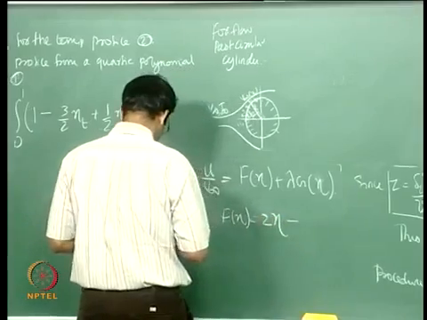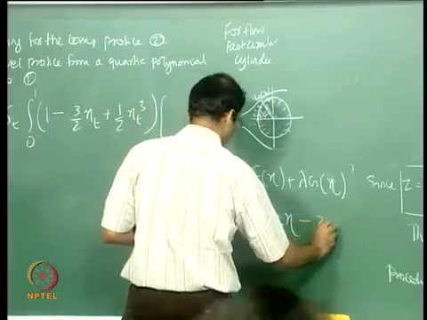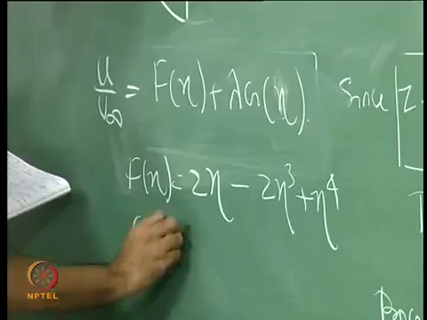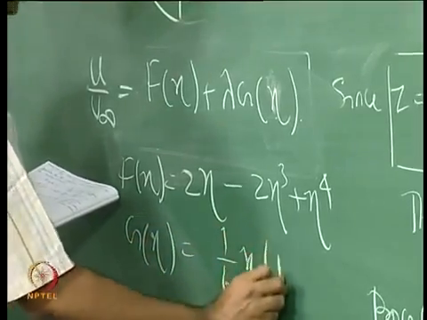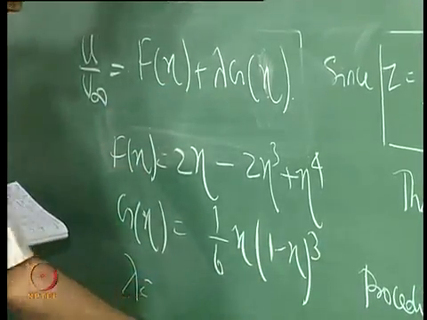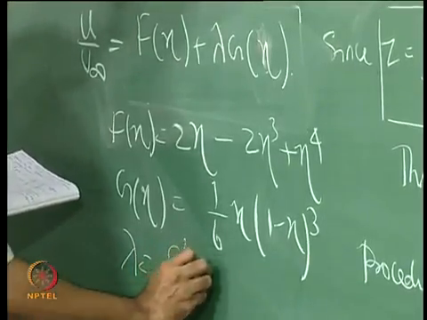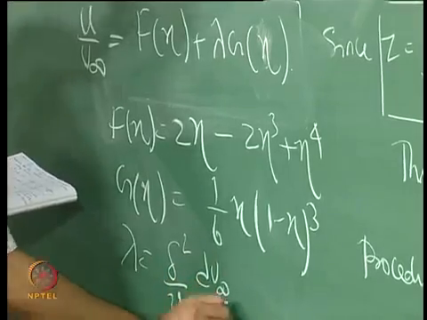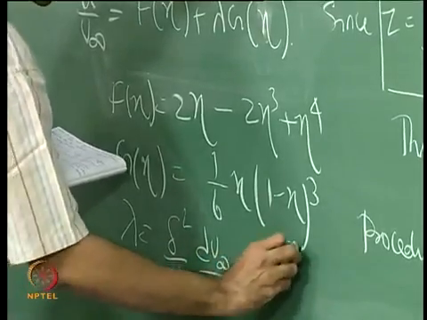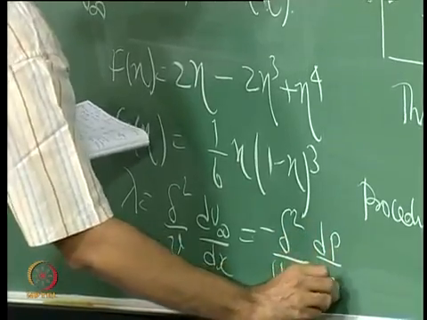So this was, probably, your 2 eta minus 2 eta cube plus eta power 4. Your g of eta should be 1 by 6 eta into 1 minus eta the whole cube. Okay, and your lambda is nothing but the non-dimensional pressure gradient parameter, which can be written as delta square by nu du infinity by dx. In terms of dp by dx, your du infinity by dx can be written as minus delta square by u infinity nu into dp by dx.